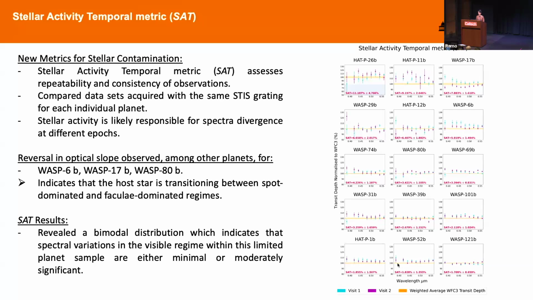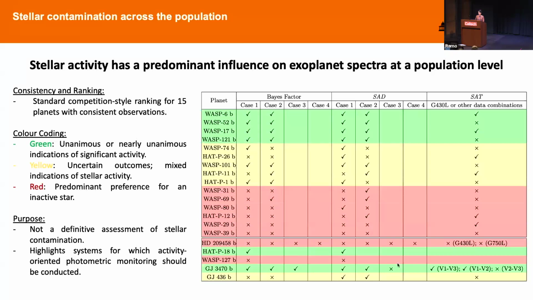And what we find from the overall results is a bimodal distribution in the SAT values, meaning that the variations that we see in the visible regime are either minimal, so we're talking about variations of 1 or 2%, or moderately significant, so higher than 5%, roughly between 7 and 10%. So putting all these results together, we concluded that stellar activity has a predominant influence on exoplanet spectra at a population level. And here what I'm showing is the results that come from this analysis.